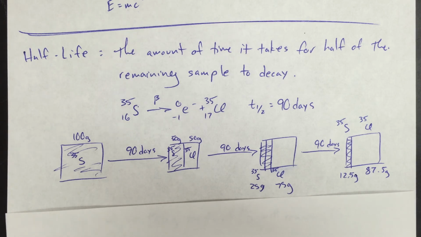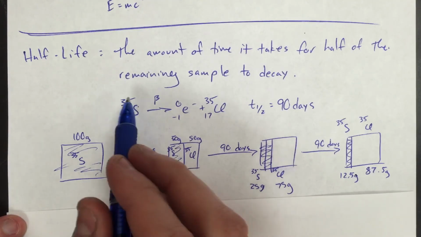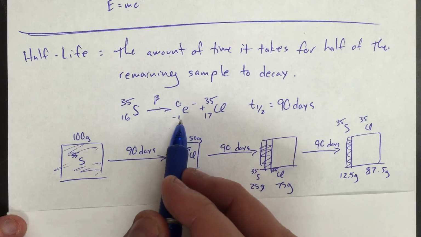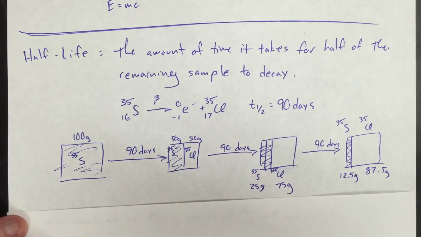Very large concentration, high concentration of material means it's going to go faster, lower concentration of material means it's going to go slower, and the smaller and smaller amount it has, it is going to be slower and slower. So if you have, let's say, a sample of sulfur-35, sulfur-35 has too many neutrons, so it's going to undergo beta decay and spin an electron to become chlorine-35. The half-life for this is 90 days.